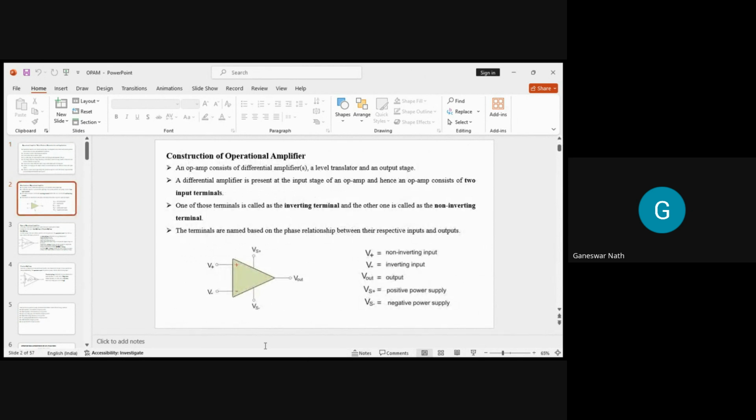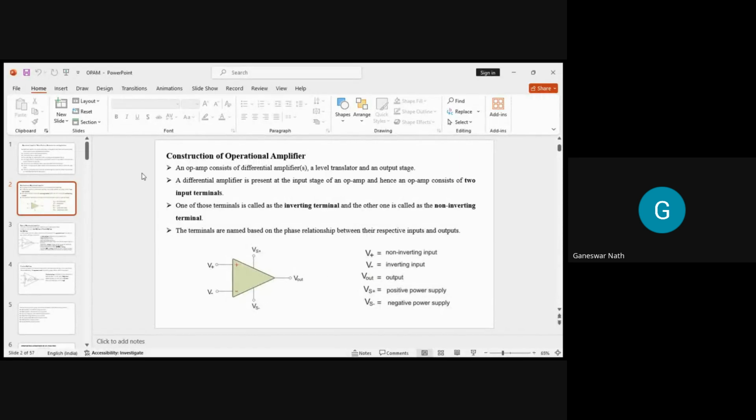Now we'll go to the construction of the op-amp. So this is the op-amp, and it basically consists of an amplifier, a level translator, and an output stage. So this is the input here, then the level translator, and then you can get the output.